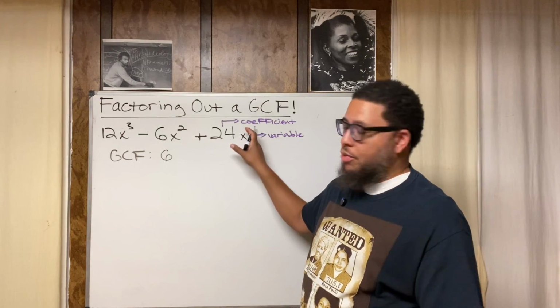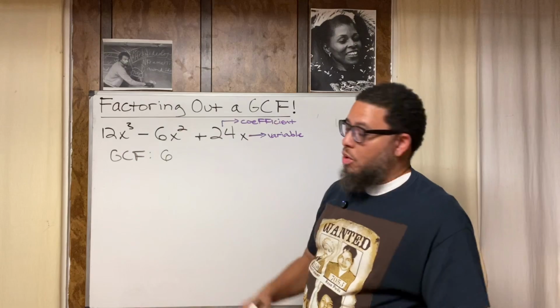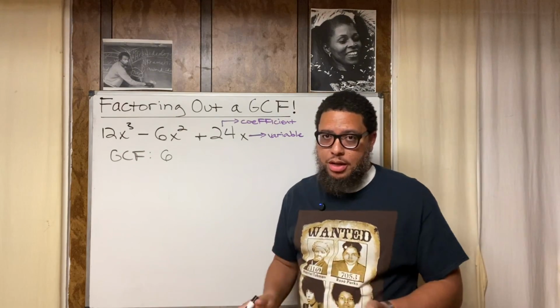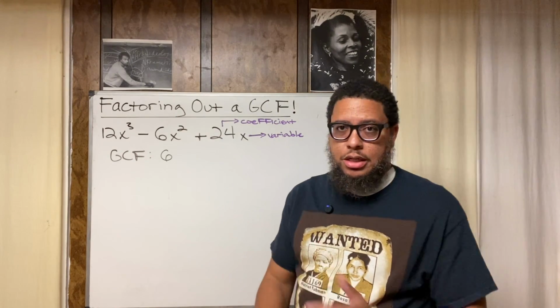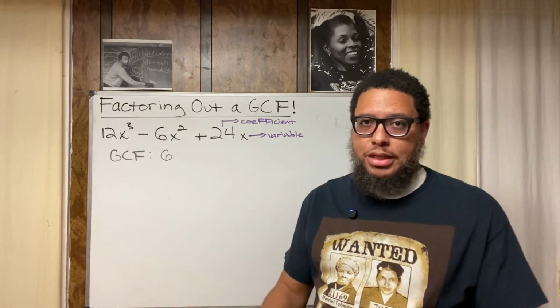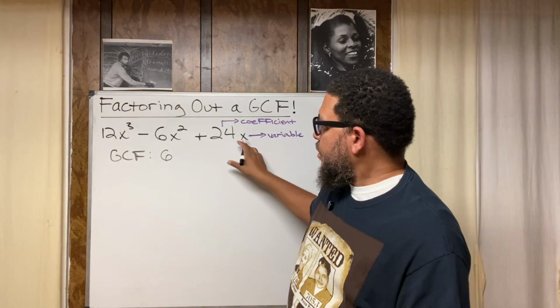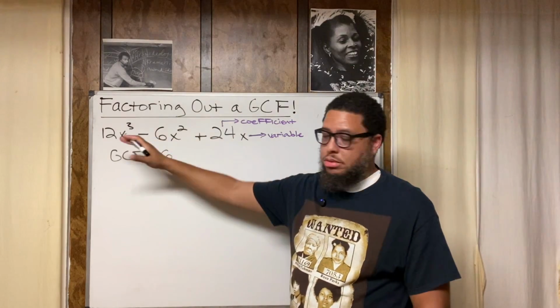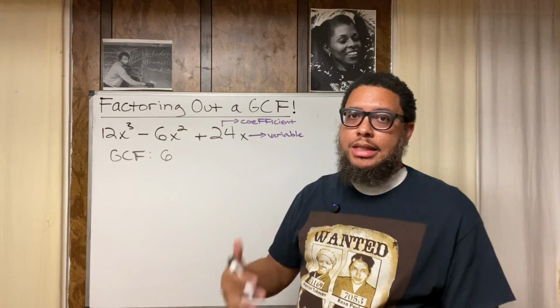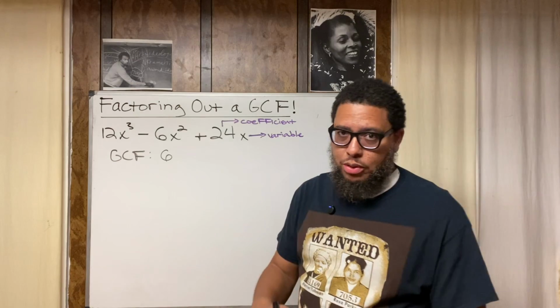This is not x to the 0 power. This is x to the first power. When it ain't no exponent written, it's understood. What's understood don't need to be said. What's understood don't need to be written sometimes. It's x to the first power. So you say, okay, x is common to all three terms. You take the x with the smallest exponent.